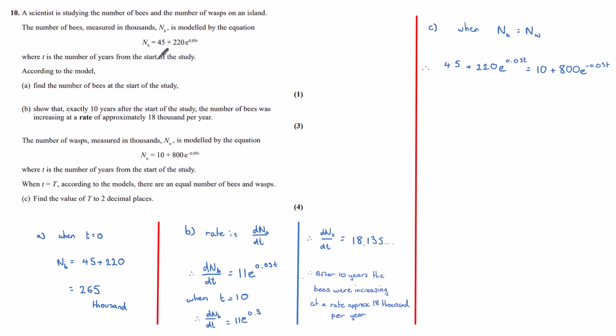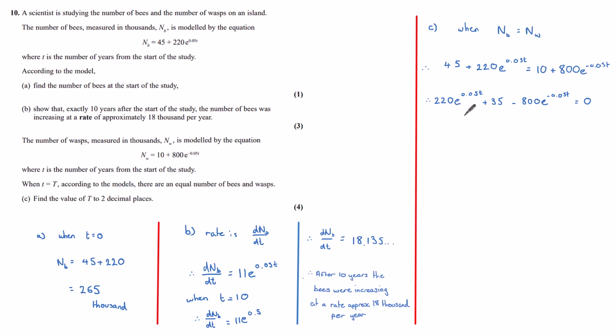So we can put these two equal to each other. We've got our NB, 45 plus 220 e to the 0.05t, and our NW, so our number of wasps, 10 plus 800 e to the minus 0.05t. If we rearrange this, subtracting the 800 e to the minus 0.05t and subtracting the 10, we can form this equation here. And the reason we're doing this is because we're looking for a quadratic function with e.